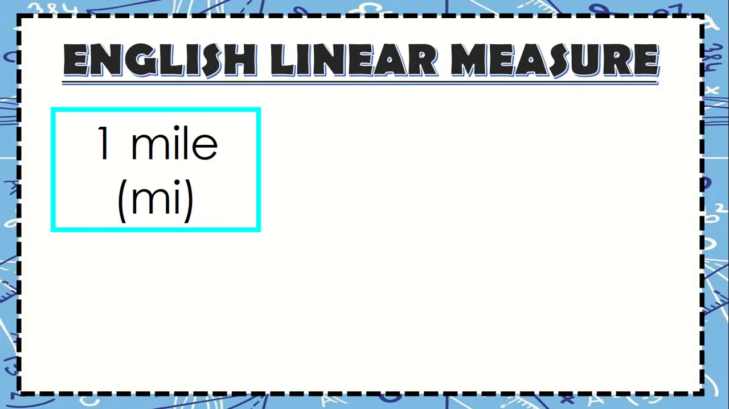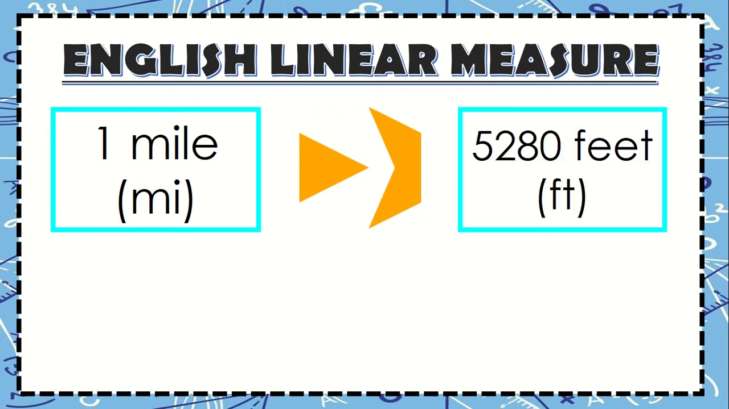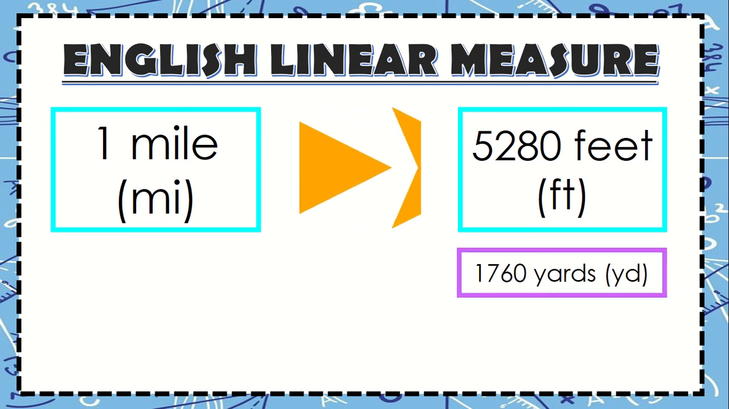Next, 1 mile. Usually, ang ginagamit naman natin sa pagme-measure ng mga malalayong lugar or malalayong mga distances ay mile, yung unit na mile. So, 1 mile is equivalent to 5,280 feet. Kapag ang 1 mile is equivalent to 5,280 feet, ilang yards ang meron sa 1 mile? So, alam natin na ang 1 yard is equivalent to 3 feet. Divide natin ngayon yung 5,280 into 3 to get the yard. So, 5,280 divided by 3 will give us 1,760 yards.